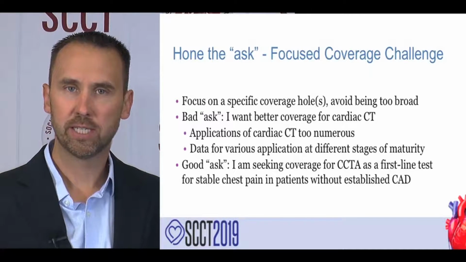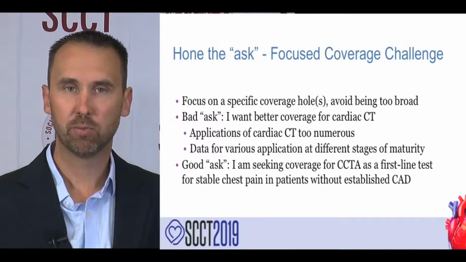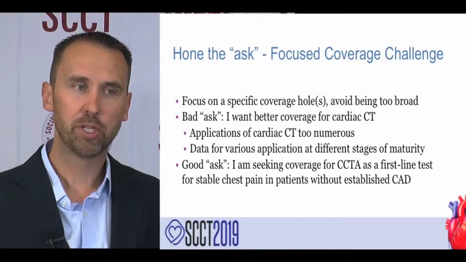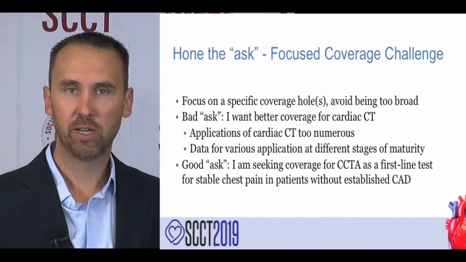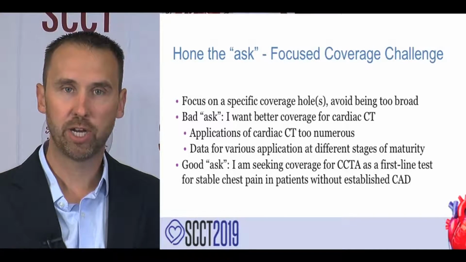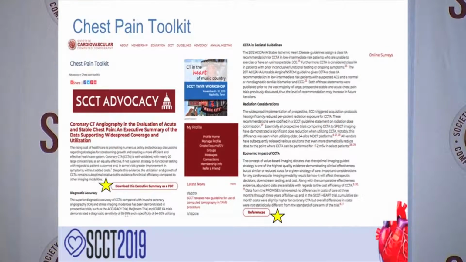If coverage policy for cardiac CT, which is a very broad category that covers valvular heart disease and structural heart disease and pre-procedural planning and cardiac CT for the evaluation of coronary disease, it's probably too broad to ask for better coverage of cardiac CT as a whole. I would recommend a more focused approach, such as, I'm seeking cardiac CT coverage as a first-line test for stable chest pain in patients that do not have established coronary artery disease. That's a very narrow indication and is one that encompasses a lot of the patient volume that we see in our practices. And if that is the ask that you're going to your payer with, the SCCT website has a tool to help you do this.